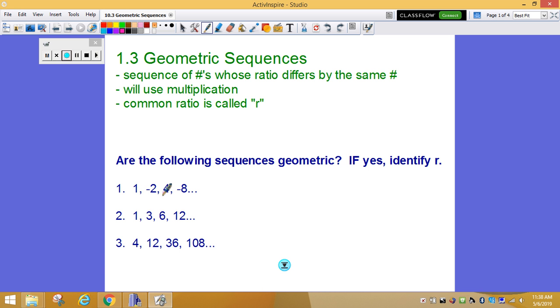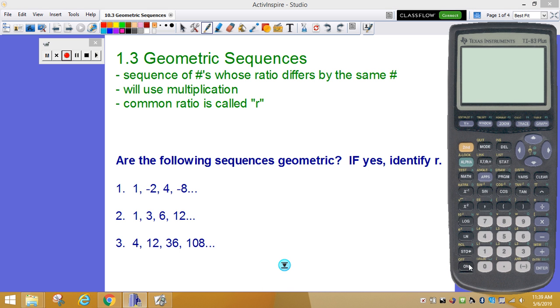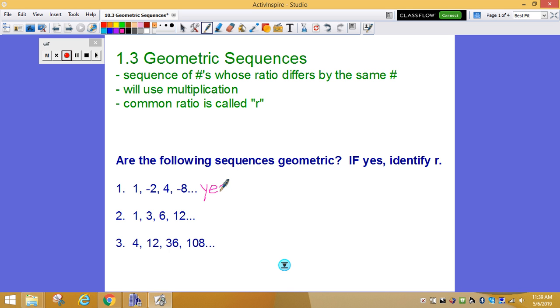So how do you get from 1 to -2? You multiply by -2, right? We're all multiplying, not adding and subtracting, multiplying. So if I did 1 times -2, I get -2. Well, let's see if I keep multiplying by -2, if I keep getting the same thing. Times -2, and I got 4, which is exactly what I wanted. Let's try it again. Times -2, and I got -8, which is exactly what I wanted. So yes, this one is geometric. And what did I multiply by each time? I multiplied by -2.